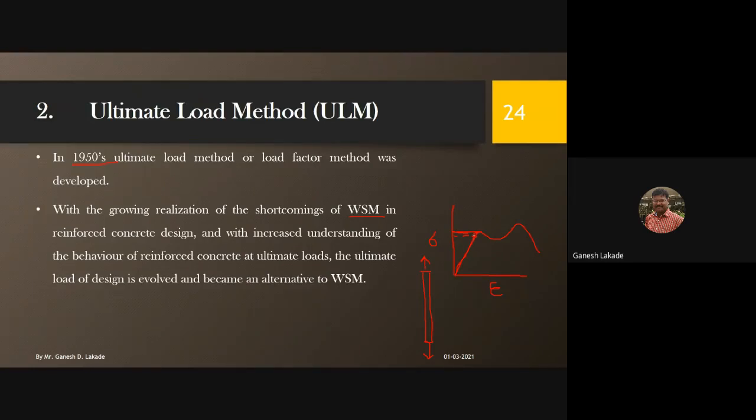But after this point, what happens? At some location, the reduction in diameter of this bar will take place. As you increase the load continuously, you will find that after some time there is a reduction in the stress. Why is this reduction happening? Because the cross-sectional area at this particular junction is going to reduce.